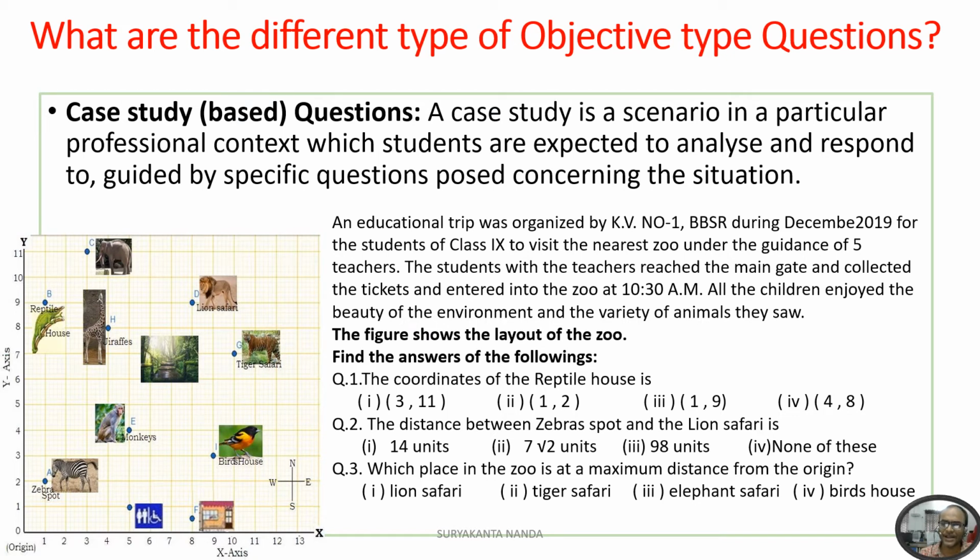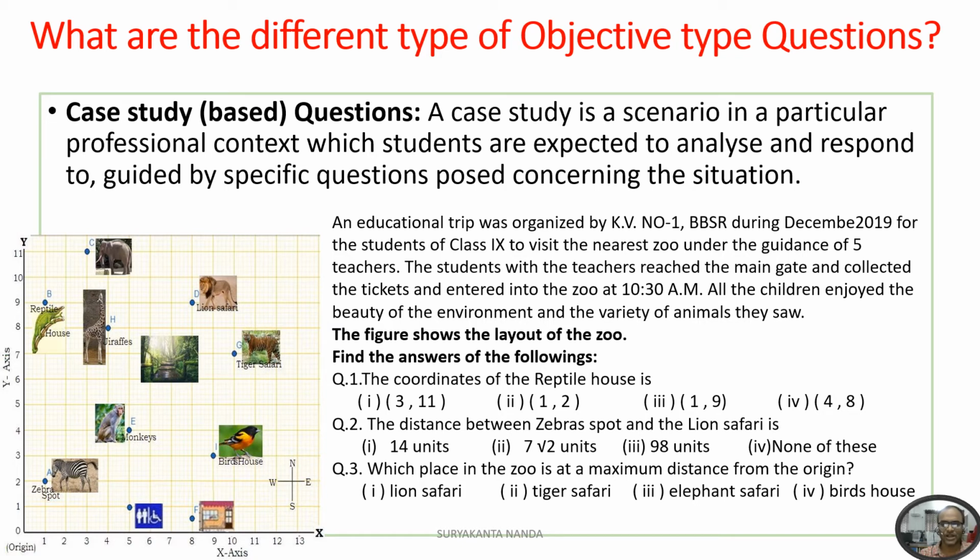An educational trip was organized by Kendriya Vidyalaya number 1 Bhubaneswar during December 2019 for the students of class 9th to visit the nearest zoo under the guidance of 5 teachers. The students with the teachers reached the main gate, collected the tickets and entered the zoo at 10:30 am. All the children enjoyed the beauty of the environment and the variety of animals they saw. So one case is given and based on the case, some questions are given.